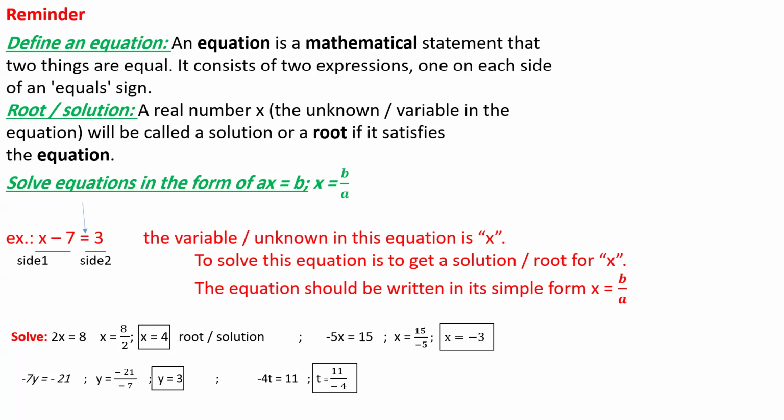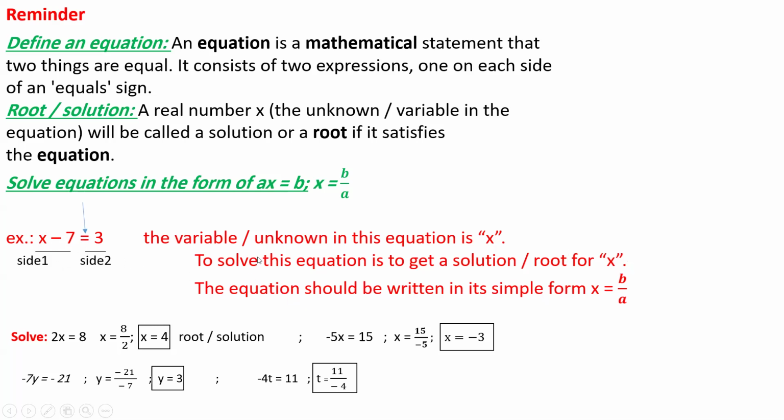And our fraction b over a should be irreducible. For example, we are given x - 7 = 3. This is an equation. On side 1, we have x - 7. On side 2, we have 3. And in between, we have an equal. The variable or unknown in this equation is x. To solve this equation is to get a solution or root for x.